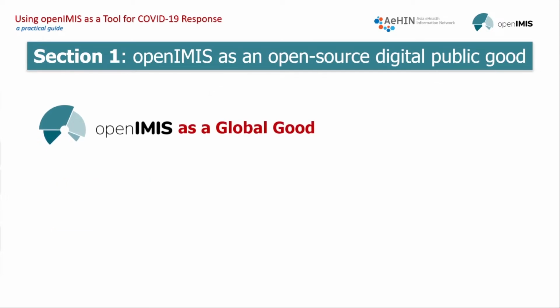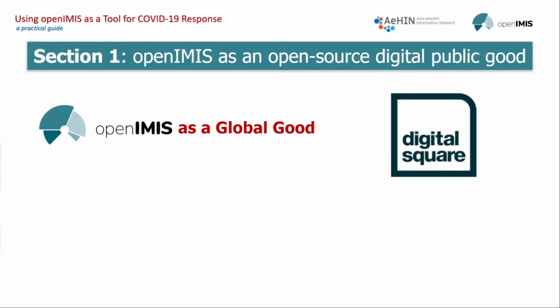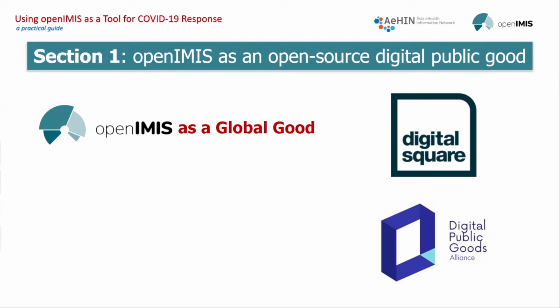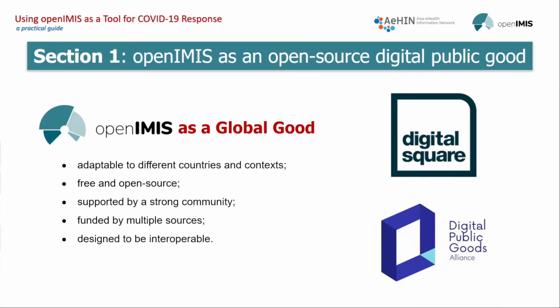As early as 2018, openIMIS has been recognized as a global good and since 2021 as a digital public good by Digital Square, Digital Public Goods Alliance, and the WHO Clearinghouse. As a global good, this means that the software has fulfilled the following criteria. It is adaptable to different countries and contexts. It is free and open source.